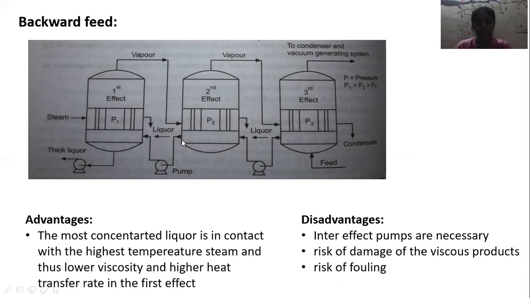So backward feed is used for more viscous solutions. The basic advantage is the most concentrated liquor is in contact with the highest temperature steam, and thus lower viscosity and higher heat transfer rate are in the first effect. Disadvantages are inter-effect pumps are necessary, risk of damage of the viscous products, risk of fouling. And in this backward feed, pressure in the first effect is greater than the second one, followed by the third one. It is P1 is greater than P2 and P2 is greater than P3.